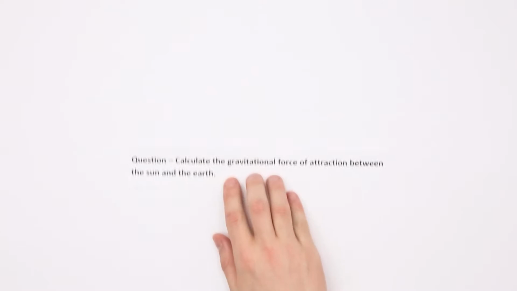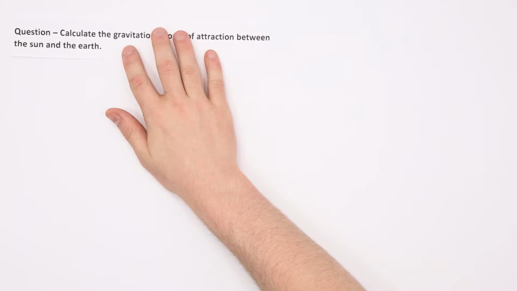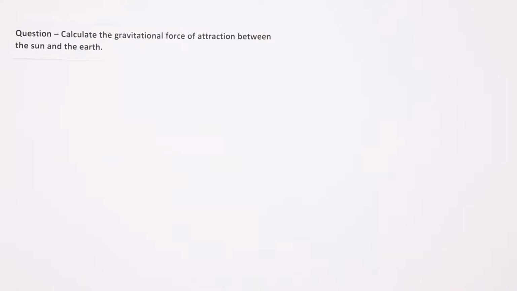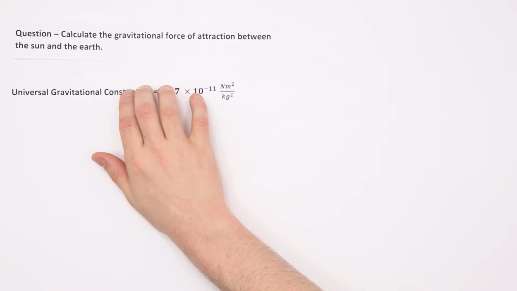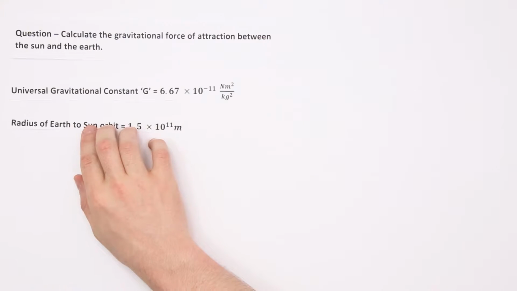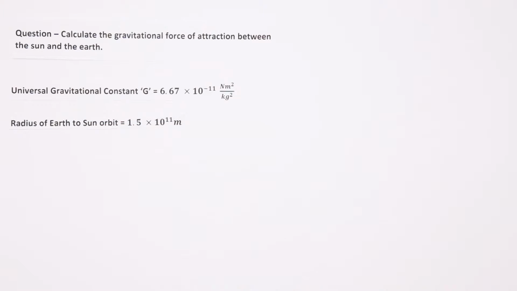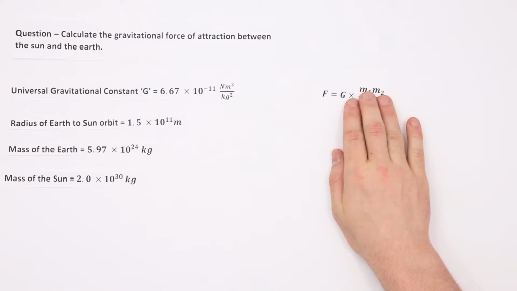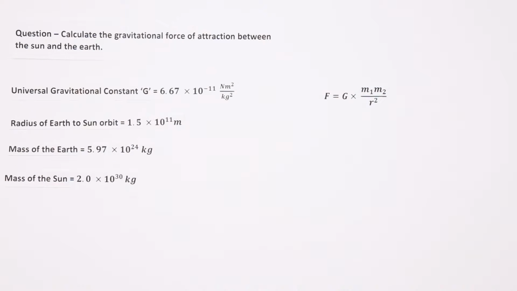Question. Calculate the gravitational force of attraction between the Sun and the Earth, given the following values. The universal gravitational constant G, radius of the Earth to Sun orbit, mass of the Earth, and mass of the Sun. We should also remember that our equation for gravitational force is equal to the universal gravitational constant G times mass 1 times mass 2 divided by the radius between the two objects squared.